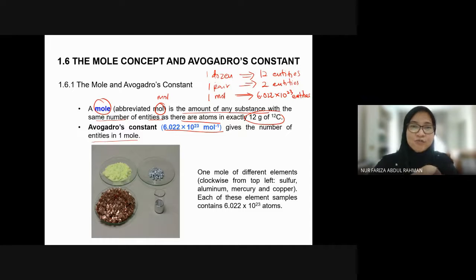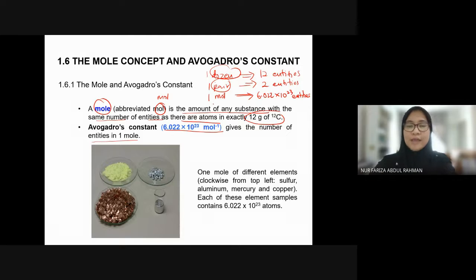Dia tak macam tu, 1 dozen of oxygen atom. No, in 1 drop of water, we have millions of, maybe thousands of water molecules in there. So it's not suitable to use dozen, pair and whatsoever as the penjodoh bilangan to represent atoms or particles, again ions and whatnot.